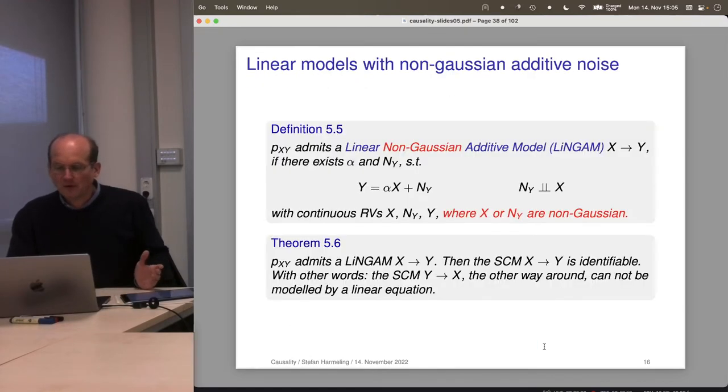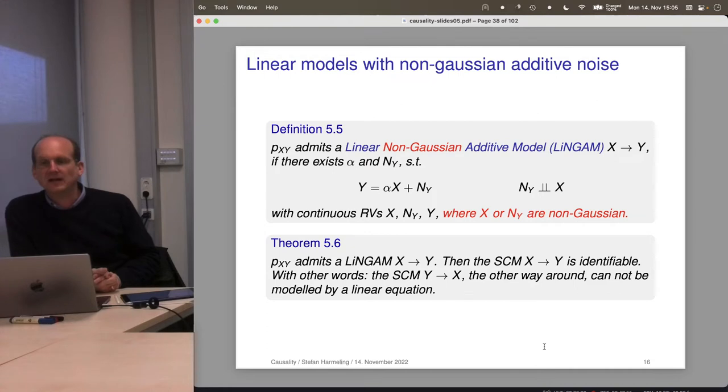Let's step back. What was the big thing here? The big thing is, if you know that one direction is a linear model, a linear additive model, where the linearity is about the prefactor, so it's just a linear transformation of some other variable, and additive meaning that the noise is additive, okay? In that case, if some distributions are non-Gaussian, then the direction is identifiable. Okay, so that's a special thing.